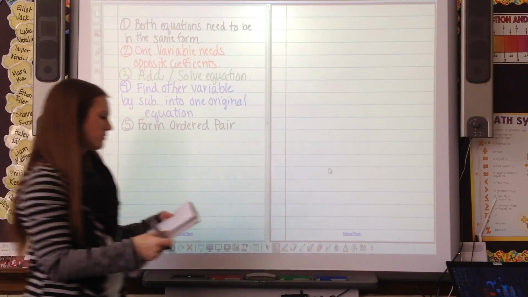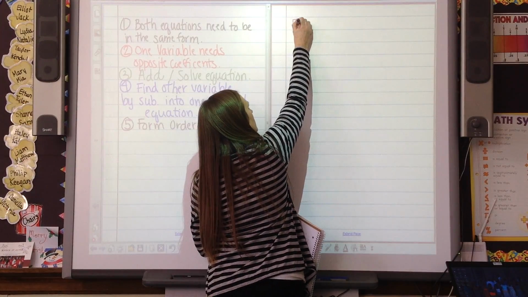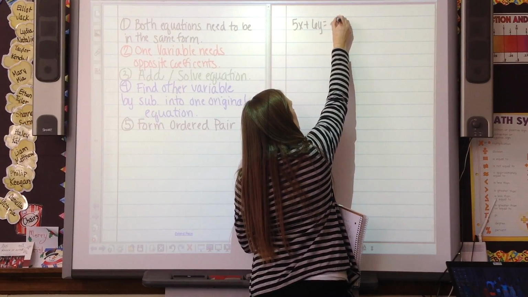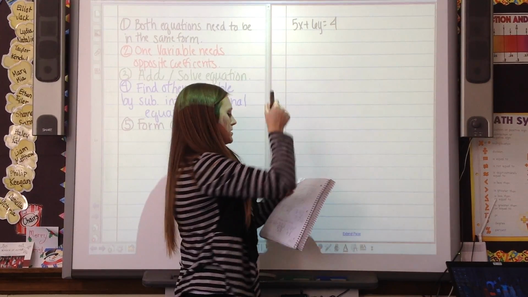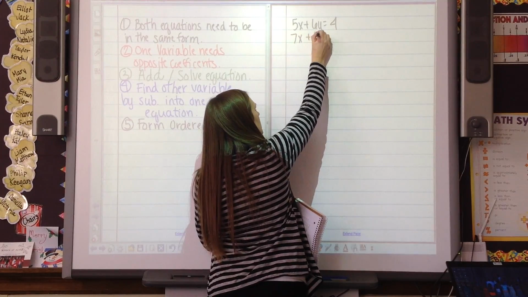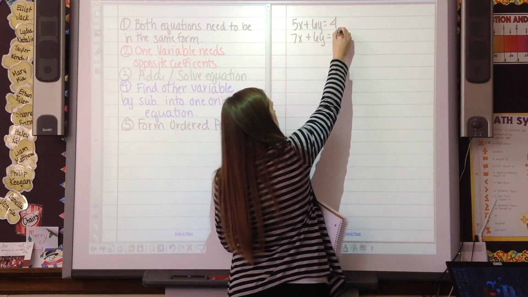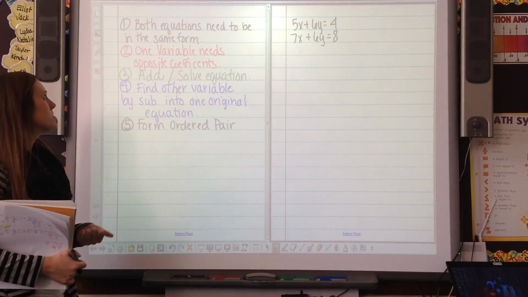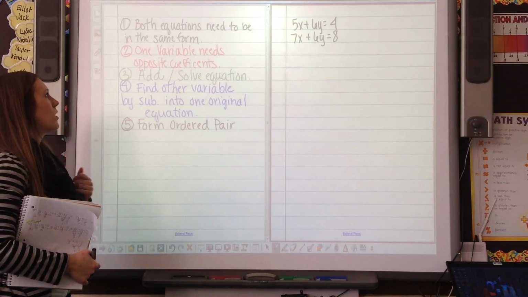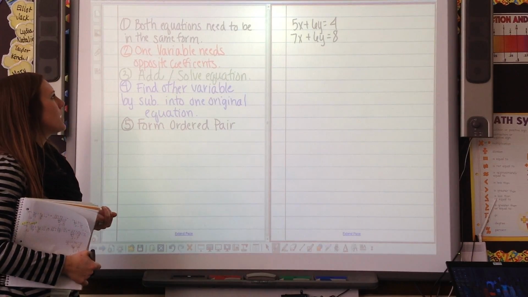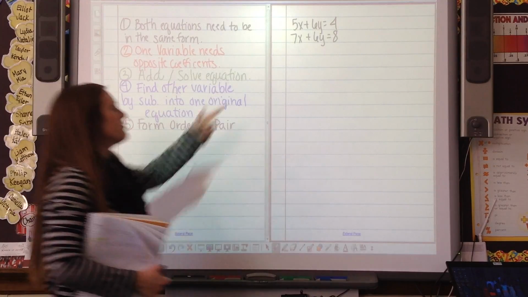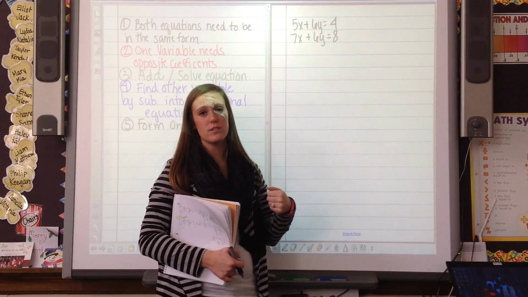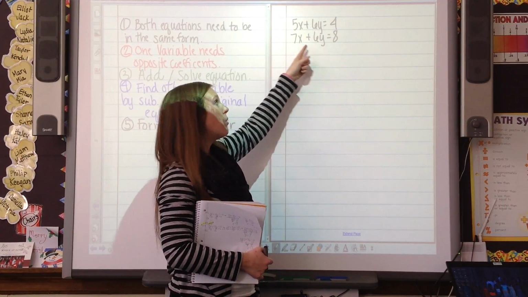So let's try 5x plus 6y equals 4, and then 7x plus 6y equals 8. Let's follow these steps. Step 1, both equations need to be in the same form, which these are both in standard form. Step 2, one variable needs to have opposite coefficients. Well, 5 and 7 are not opposites, and 6 and 6 are not opposites. It's my choice on whether I want to make these to be opposites or these to be opposites.